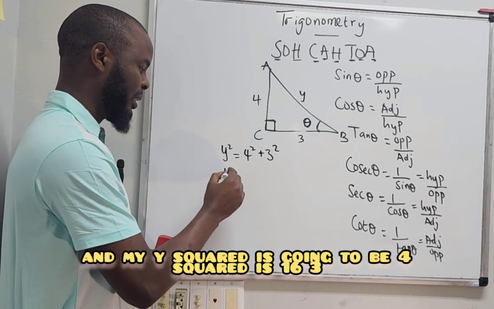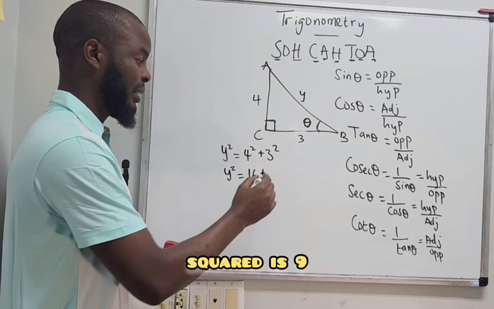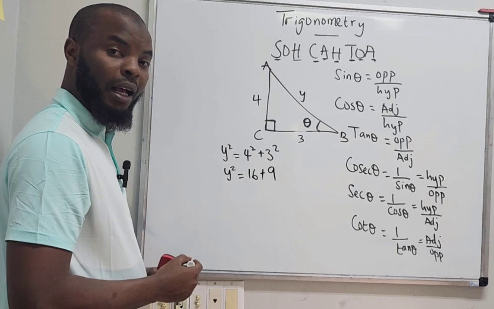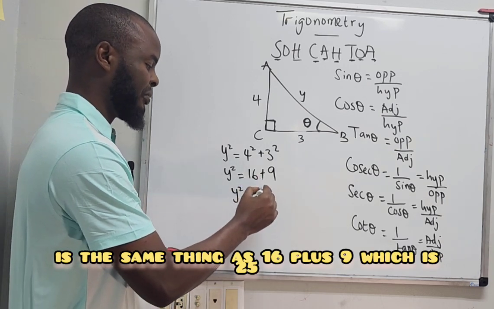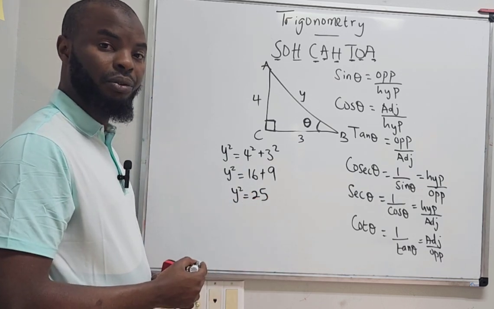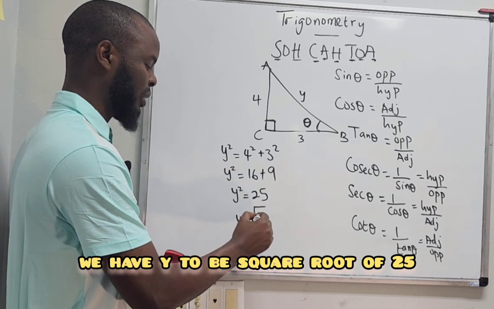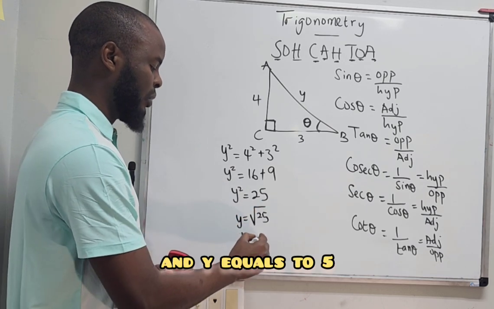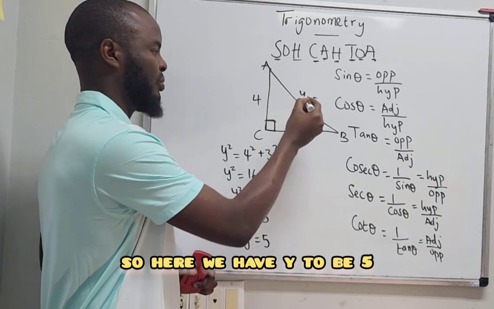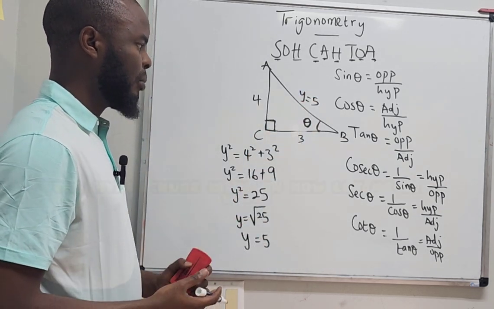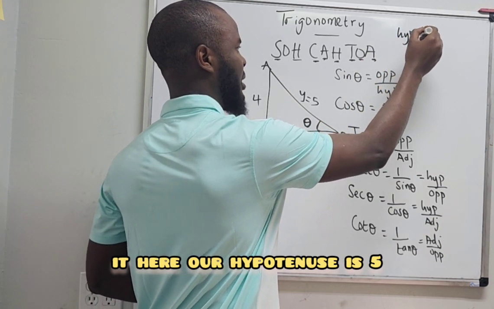My y squared is going to be 4 squared, which is 16, plus 3 squared, which is 9. My y squared is the same thing as 16 plus 9, which is 25. If we find the square root of both sides, we have y equals square root of 25, and y equals 5. So here we have y to be 5. The hypotenuse is given. Our hypotenuse is 5.